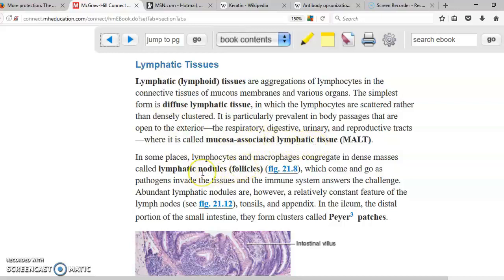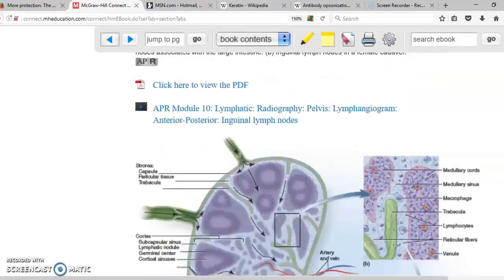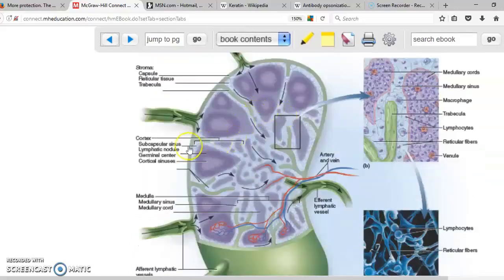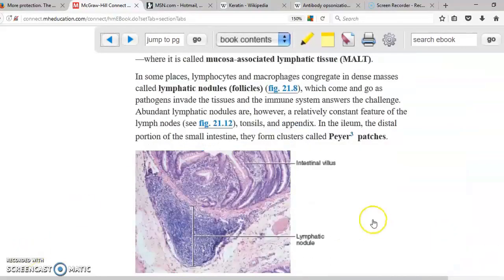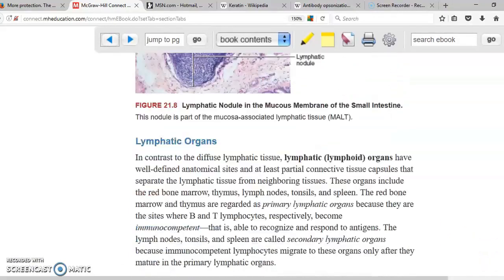Lymphatic nodules are more specific. They are more set, right? And they are going to be found, for example, in lymph nodes. You also find them associated with the small intestine, and they are called Peyer's patches. If we scroll down, you can see right here, it says lymphatic nodule. So if we scroll back up, the intestines right here, since this is a tube, and right here you have a lymphatic nodule. In this case, this is going to be the Peyer's patches. Okay, so if we keep scrolling down, the lymphatic organs.